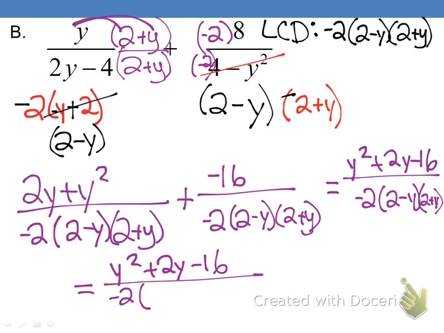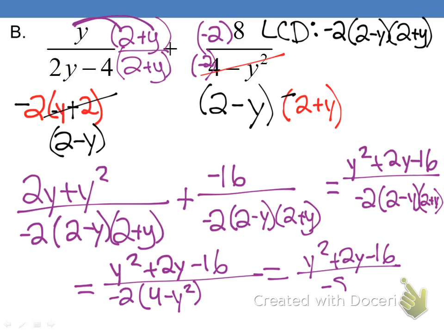Now you just need to multiply out the bottom. I'm going to do these two first because I know this is a difference of squares. I'll get 4 and then minus y squared. And now you can distribute the -2. So y squared plus 2y minus 16 over, it's going to be -8 plus 2y squared.